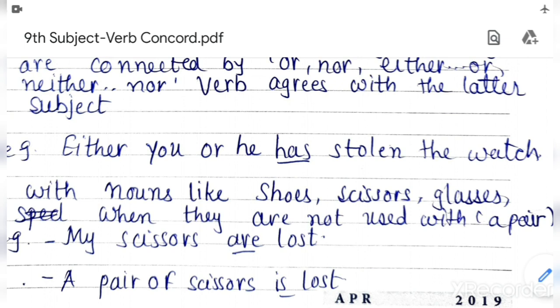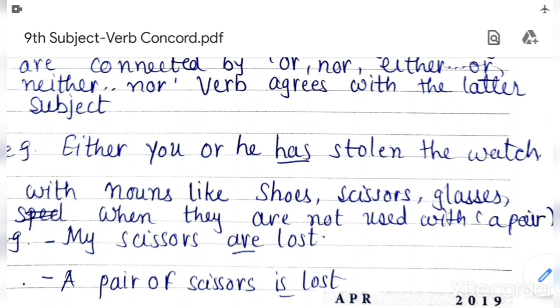Next one is: either you or your brother have done this. Here, what is the mistake? Instead of "have", we use "has". I explained this rule: with either-or, you follow the rule of the latter subject. The latter subject is your brother, and with your brother we use "has", not "have". So: either you or your brother has done this.